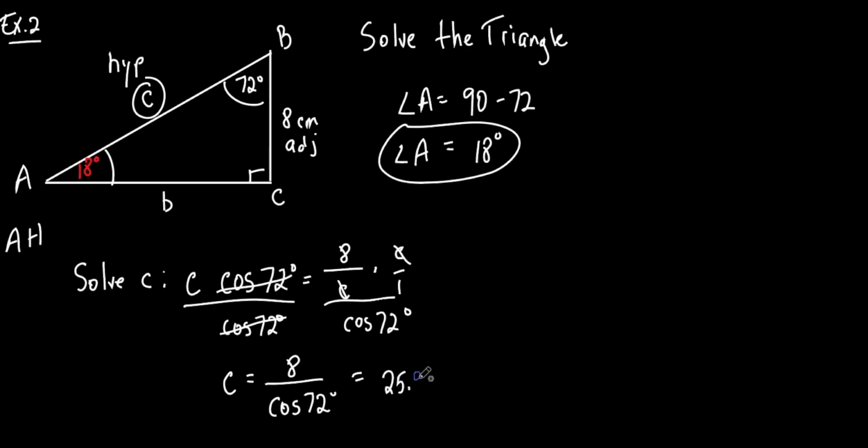25.9. What did we just find? We found how long that hypotenuse is. It's 25.9 what? Centimeters. You with me on that? You would have never been able to do that before using this trig. If you only knew one side, there's no way you could find B and C. So it's kind of handy. It's kind of good.